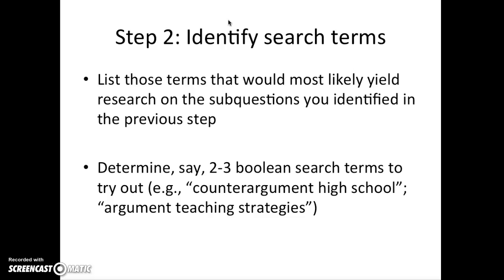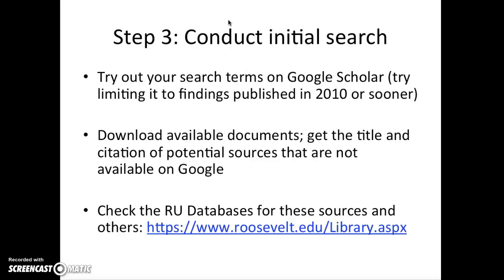So the next piece after this is to list those search terms that you think would yield research on the sub-questions. I would just tell you, come up with the terms that you think would be best and try to come up with some strings, some Boolean search terms to try out. So you can see here I paired counter argument in high school, argument teaching strategies. All right, I want you to conduct an initial search, and the place to go, guys, is Google Scholar, okay?